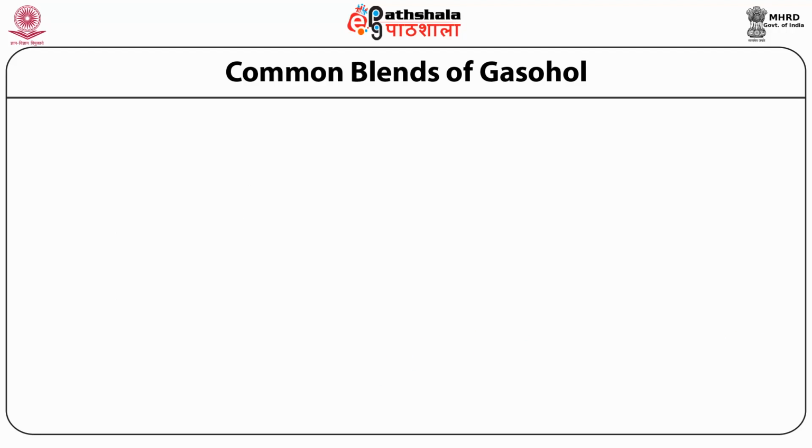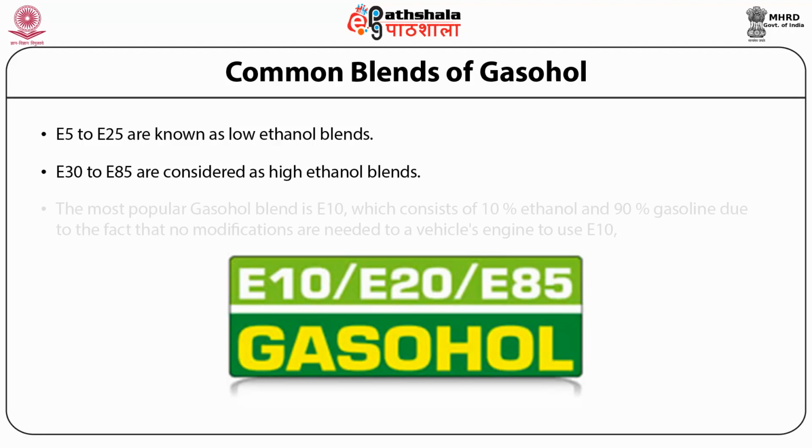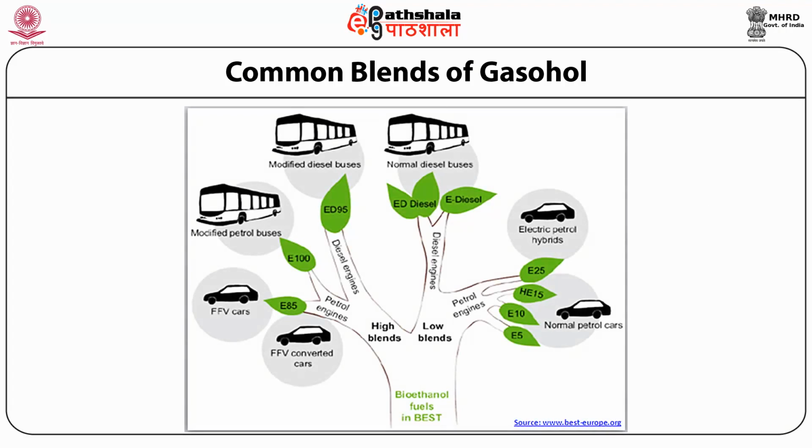So what are the common blends of gasohol? Generally, E5 to E25 are known as low ethanol blends, whereas E30 to E85 are considered high ethanol blends. The most popular gasohol blend is E10, which consists of 10% ethanol and 90% unleaded gasoline. This is due to the fact that no modifications are needed to a vehicle's engine if you are using E10 fuel. So bioethanol has many applications in different countries, in different formulations, in different vehicles.